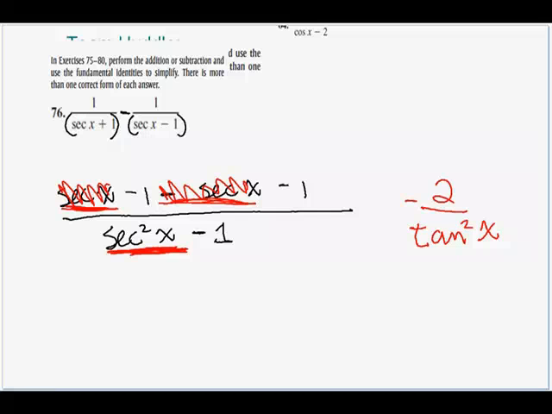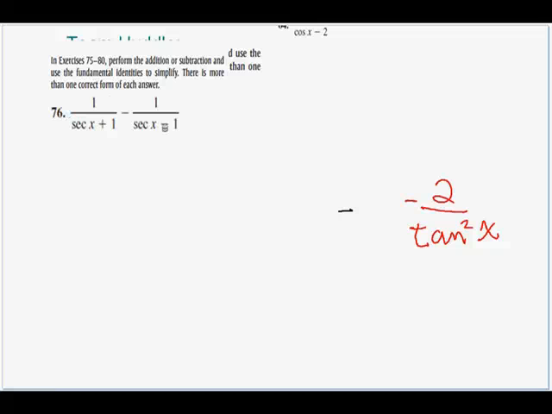We had our fraction. Common denominator, found our new numerator, simplified it down to a single term. One trig function in the denominator.